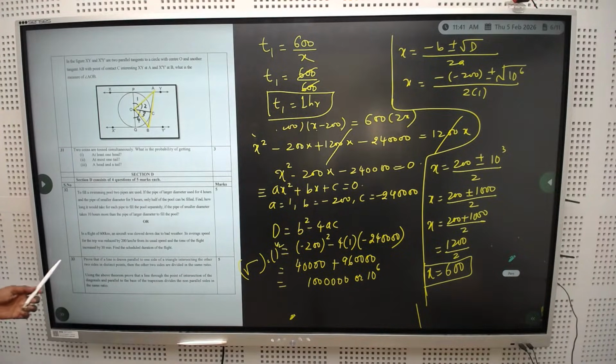This is your theorem, but not the theorem alone for 5 marks. Using the above theorem, prove that the line through the point of intersection of the diagonals and parallel to the base of a trapezium divides the non-parallel sides in the same ratio. This is your example 2 of triangles.